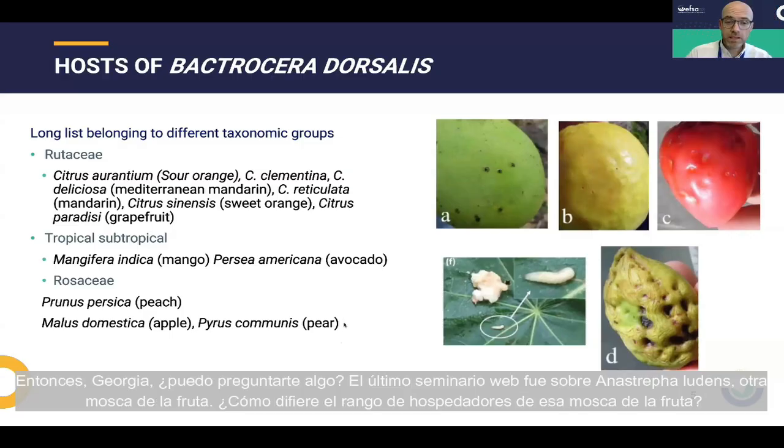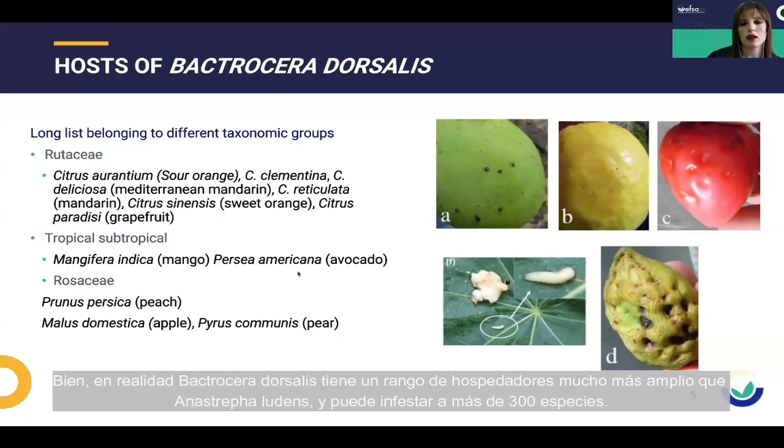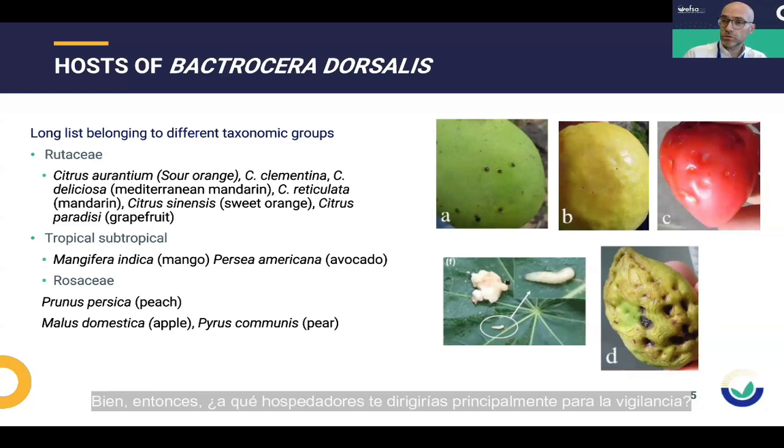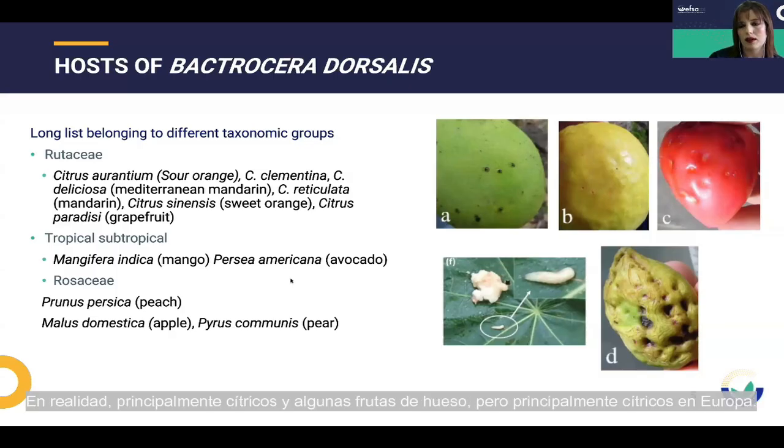So, Georgia, can I just ask, the last webinar was on Anastrepha ludens, another fruit fly. So how does the host range differ to that fruit fly? Actually, Bactrocera dorsalis has a much broader host range than Anastrepha ludens, and it can infest over 300 species. In contrast, Anastrepha ludens from the previous webinar targets mainly citrus and some other species, but with a more restricted host range. Okay, so which hosts would you target for surveillance mainly then? Actually, mainly citrus and some stone fruits, but mainly citrus in Europe. Okay.